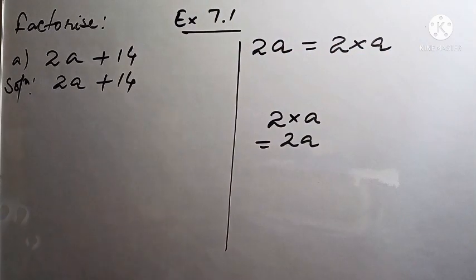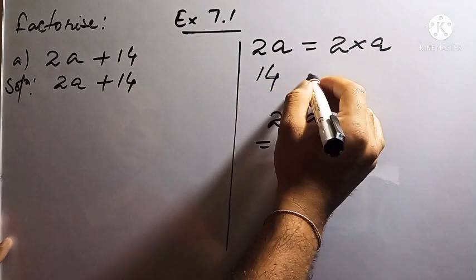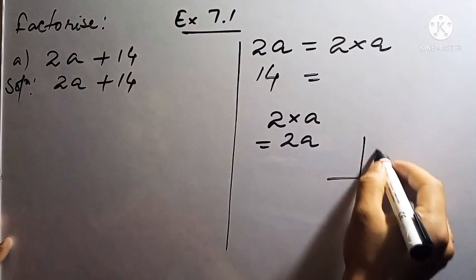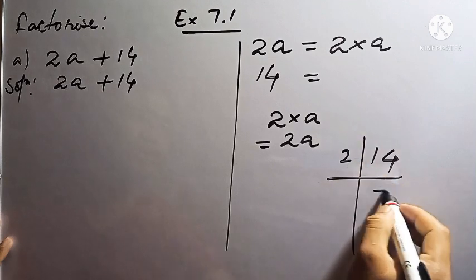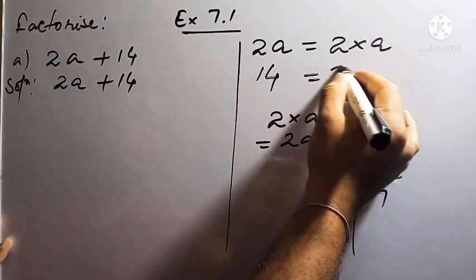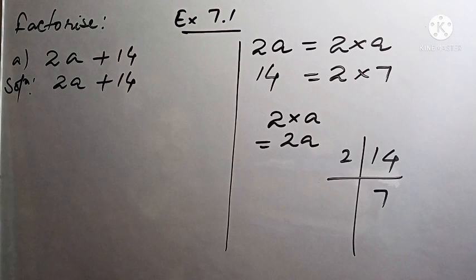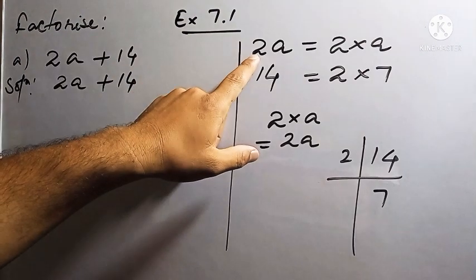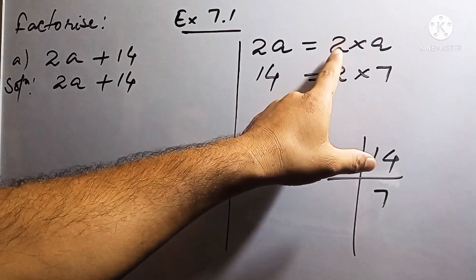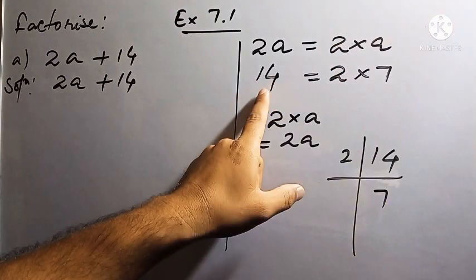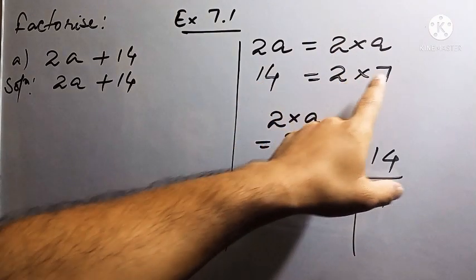Forget about 1. I'll just leave it, because 1 is a factor of all the numbers. And what about this 14? If you factorize 14, you'll get 2, 7, 14. So 2 and then 7. So for twice a, the factors are 2 and a. And for 14, the factors are 2 and 7.